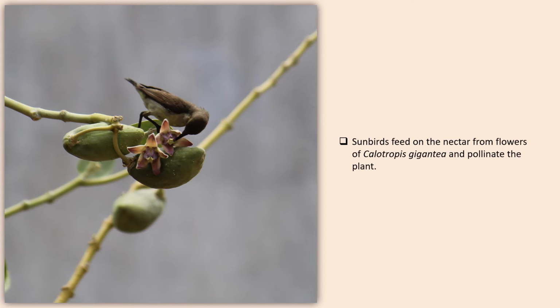So this is a little sunbird. Here we can see it feeding on the nectar of the plants of Calotropis gigantea, and while feeding, it's also pollinating the flower. So this is a type of interaction, mutualism, both getting benefited through the process.